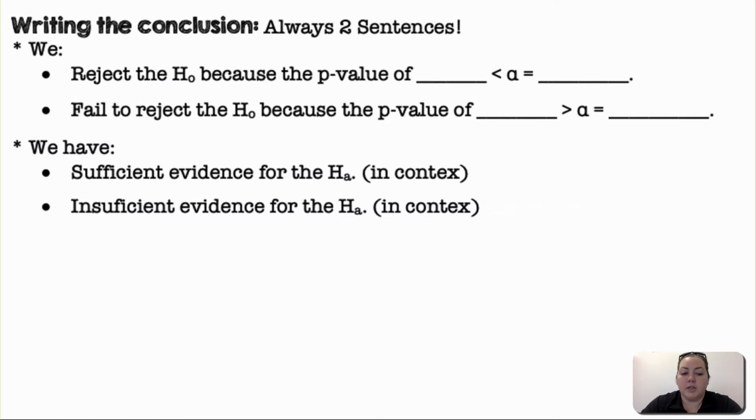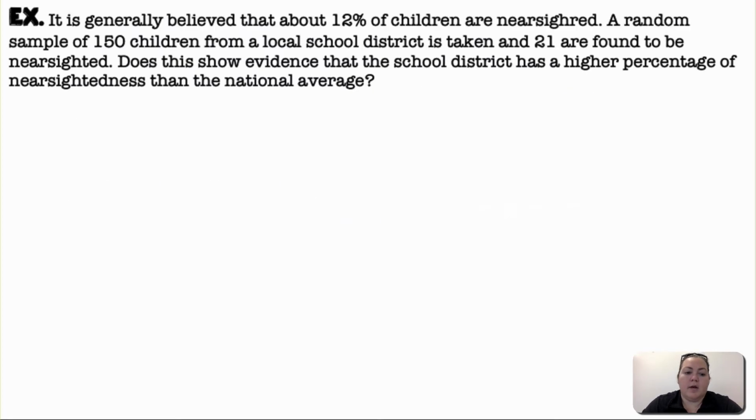We reject the null hypothesis because our p-value of blank is less than our alpha value of blank. Or we fail to reject the null hypothesis because our p-value of blank is greater than our alpha value of blank. And then our follow-up sentence would be, we have sufficient evidence for whatever the alternative is, in context. Or we have insufficient evidence for the alternative in context. All right, let's do an example.